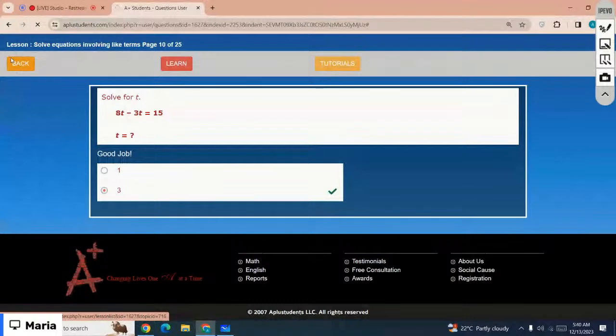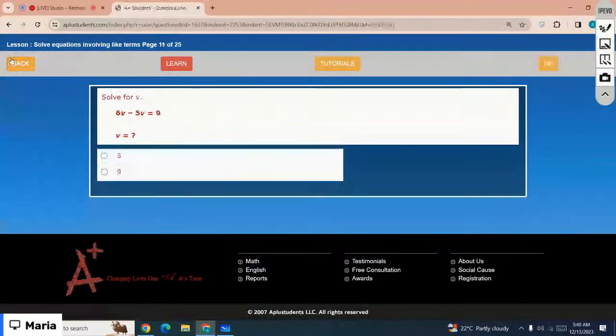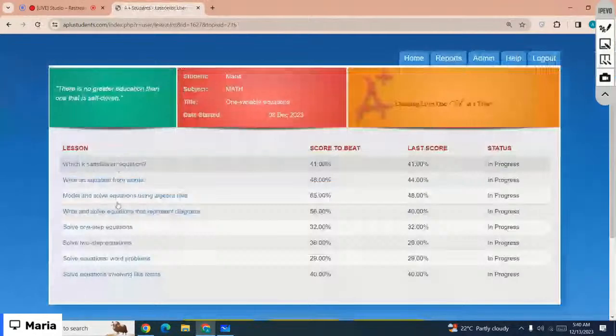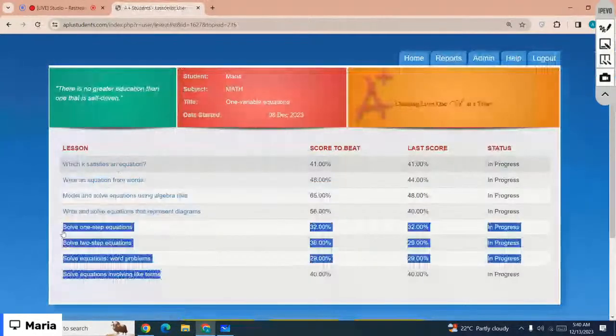So we were working on grade 7 math. The chapter we're working on is one variable equations, and the lessons we have covered today are solve one step equations, solve two step equations, solve equations word problems, and solve equations involving like terms. So if you need more help with any of the lessons, you can contact any tutor on Skype.